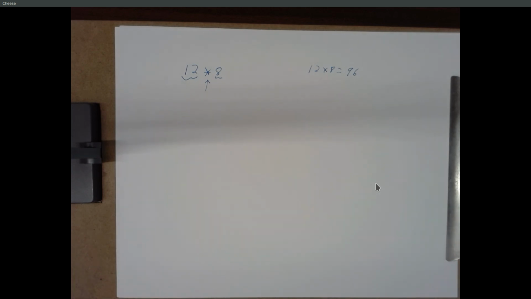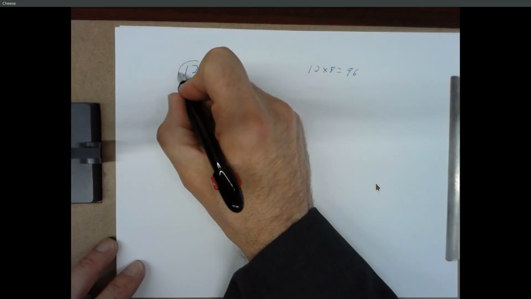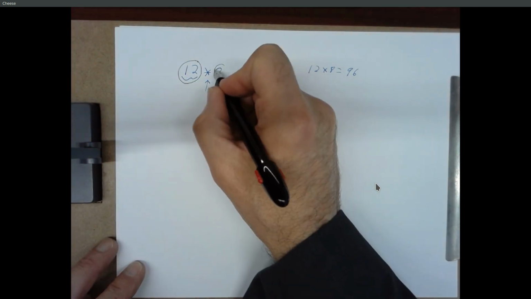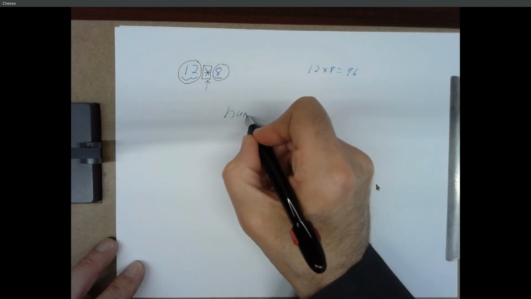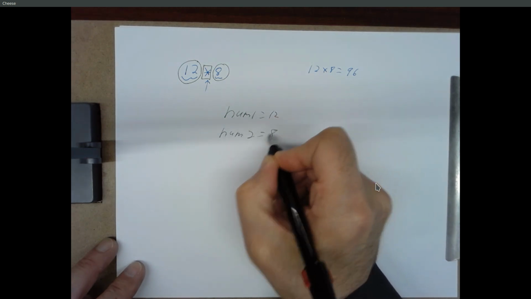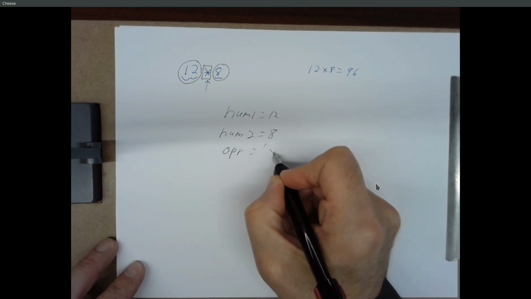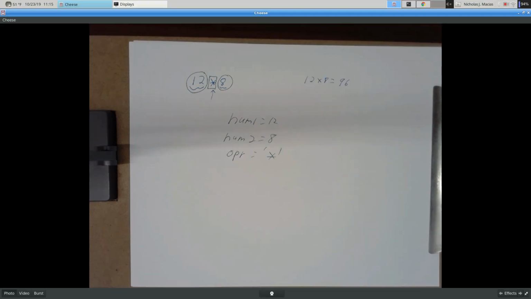Okay, if we want to write a program that'll do this, the first part is breaking it into these pieces. We need to say, okay, there's a number over here, and there's a number over here, and there's an operator in the middle. And we need to somehow say number 1 equals 12, number 2 equals 8, and operator is a star. And that's what Sscanf will do for us. We have to do very little work.